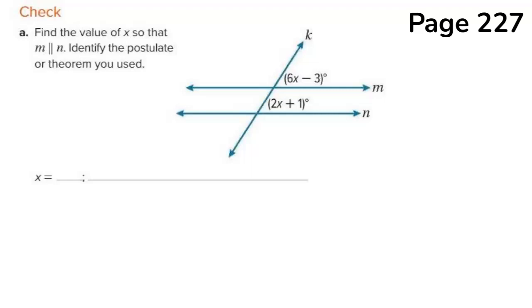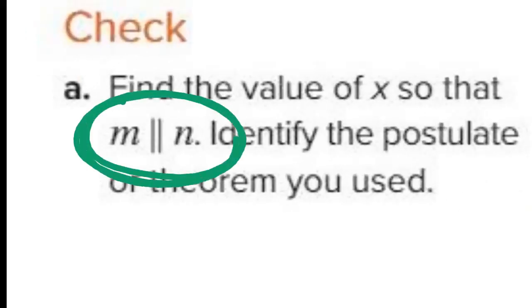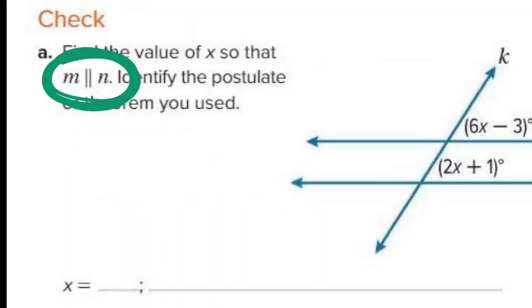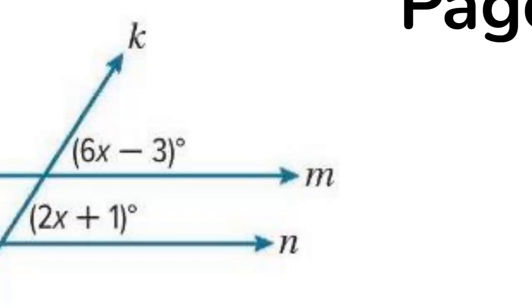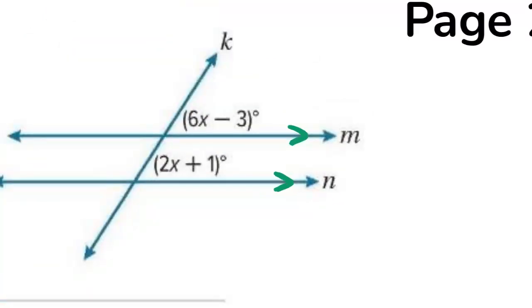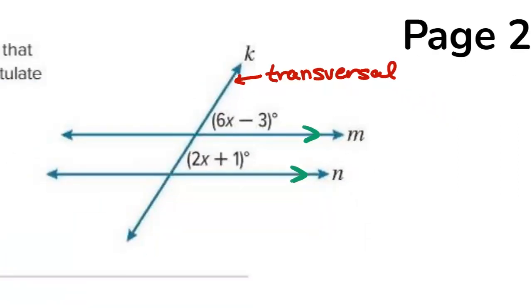All right, so we've been asked to find the value of x so that lines M and N are parallel. Here's line M, and here's line N. If those lines are supposed to be parallel, what's my transversal? K is my transversal. We're supposed to find the value for x that would make those two lines parallel.